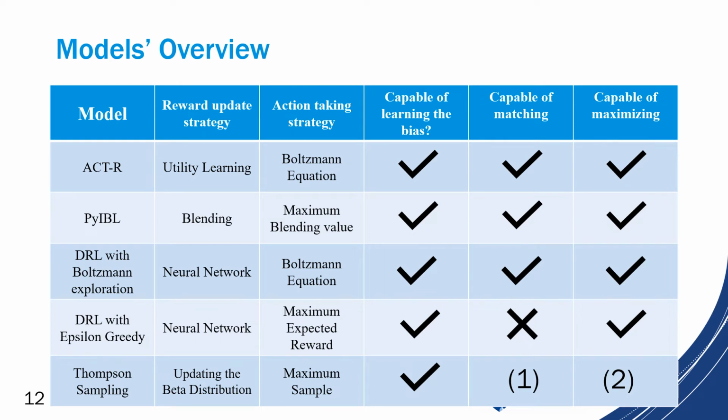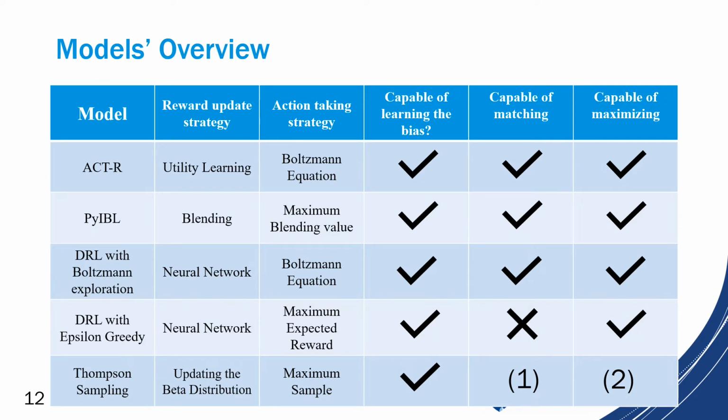Here are the architectures that we use to model the cognitive process of decision making. Each model has its own unique way of updating the reward function as well as a unique decision making strategy. This uniqueness will result in different behaviors and different decision making strategies. This table summarizes the reward functions and decision making strategies of each model.